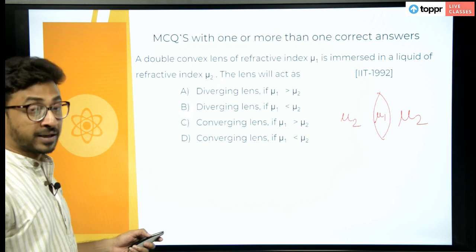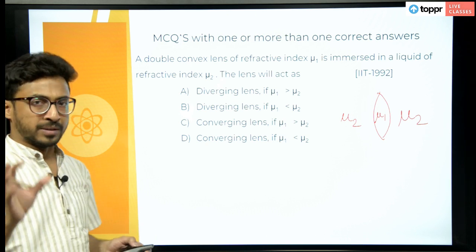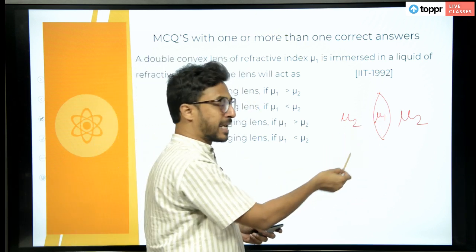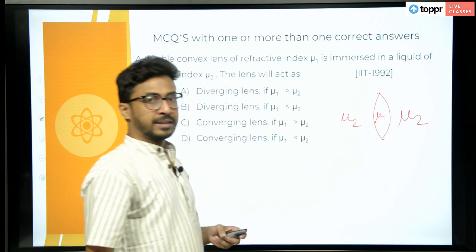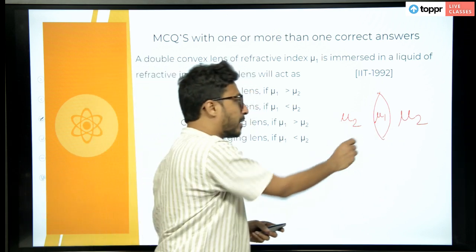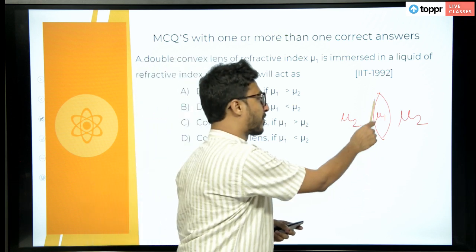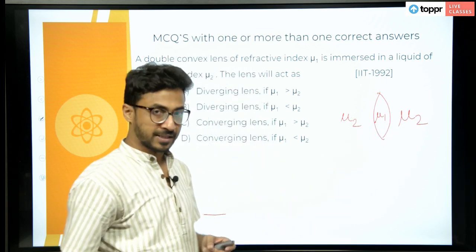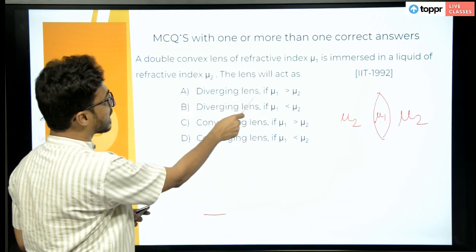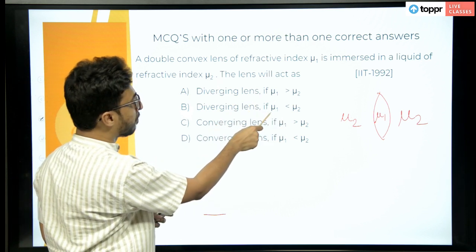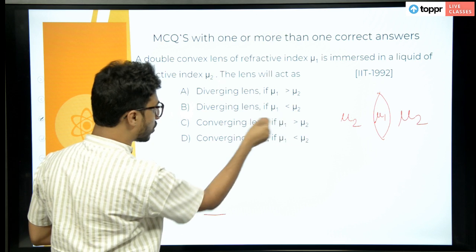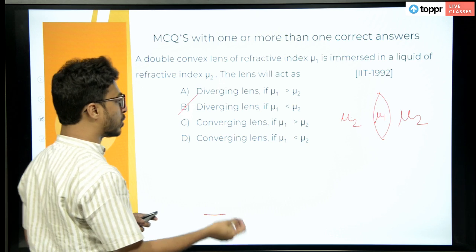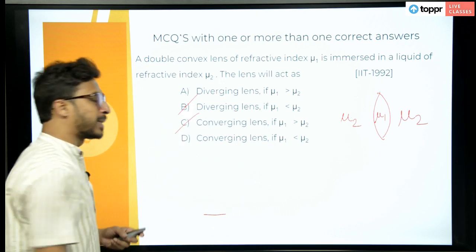How can we find out? One thing you can just memorize is that if the refractive index of the lens is greater than the refractive index of the surrounding, it will be a converging lens. Whereas if the refractive index of the lens is lesser than the refractive index of the surrounding, it will be a diverging lens. So diverging lens if mu1 is less than mu2, and converging lens when mu1 is greater than mu2. These will be the answers.